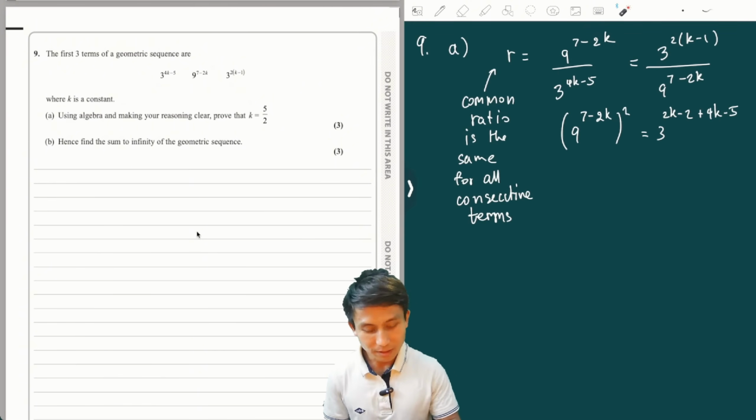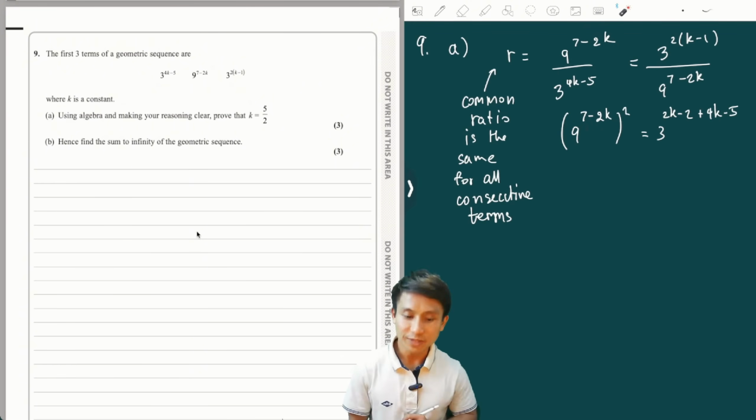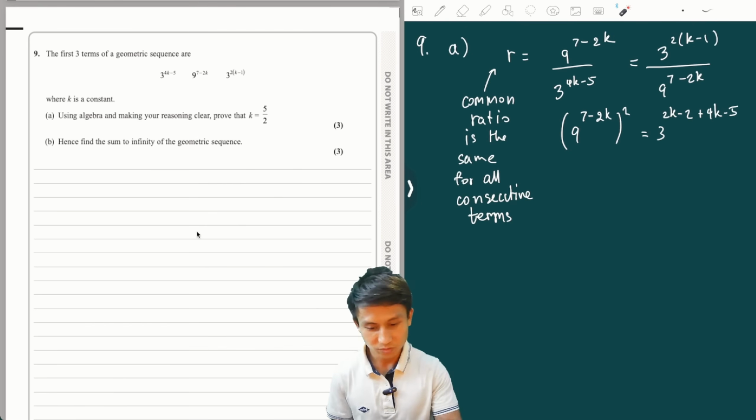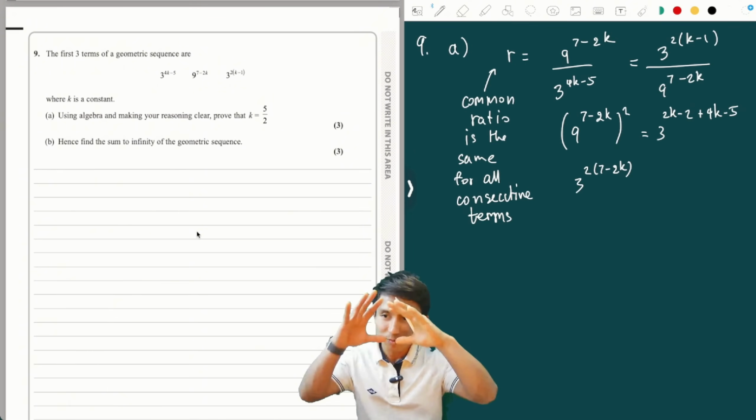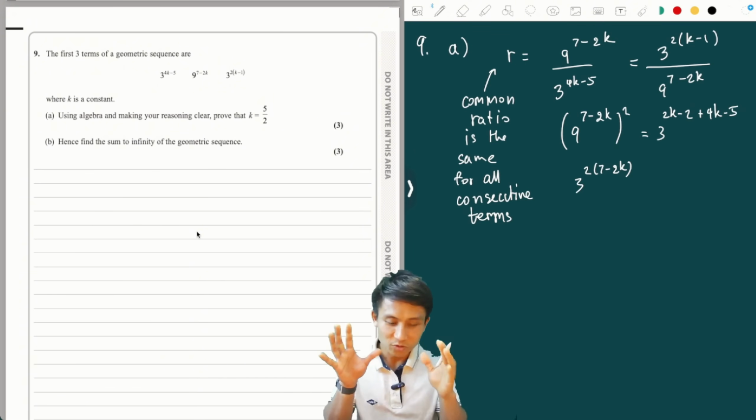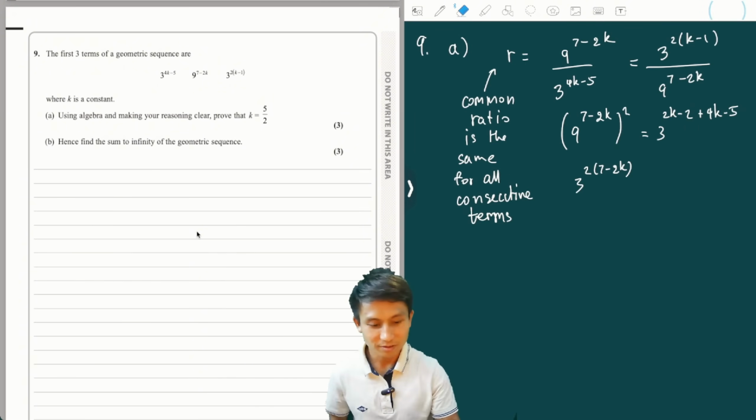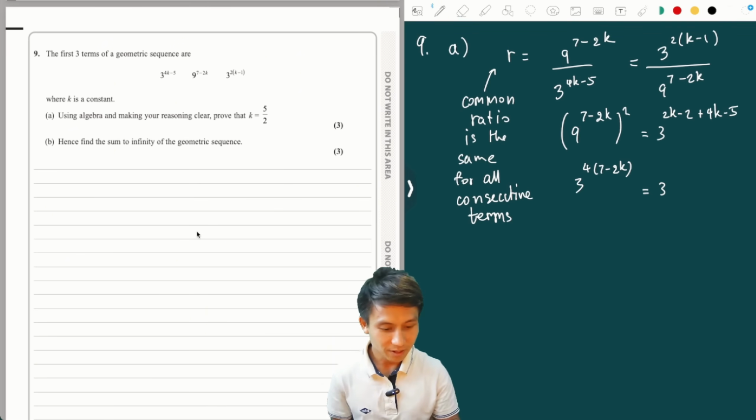Now, 9 itself is 3 to the power of 2. Yeah? We have 3 to the power of 2 and another power of 2 here, right? So we have 3 to the power of 2 and then 7 minus 2k. And when you power everything there by 2, 2 is going to multiply in front. Yeah, so I get 4 here instead, right?